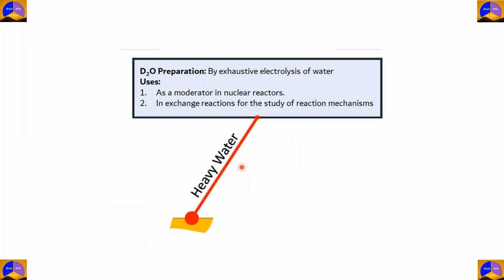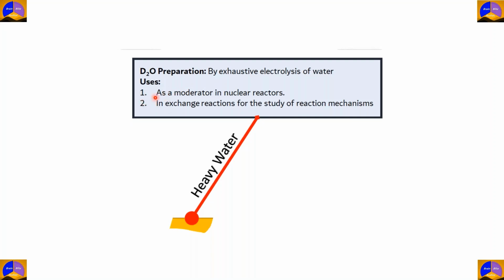Heavy water is also known as D2O, which is the equivalent of H2O, but it only has deuterium in place of hydrogen. Now, to prepare water using deuterium, or heavy water, we use exhaustive electrolysis of water, in which we replace H+ with D+, and thus we get D2O. Now, there are two uses of D2O that we should know about.